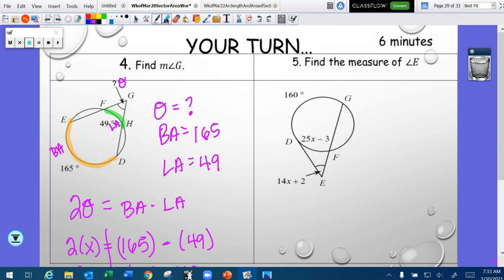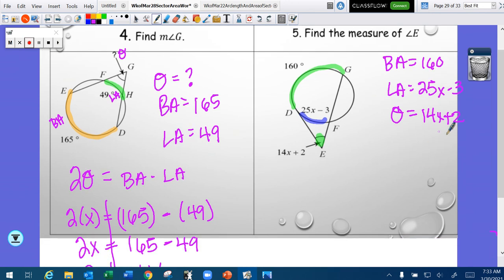This one is asking me to find angle E. And so I'm going to write down what's given. I'm going to say the big arc, which is out here, is 160. And the little arc, which is right here, is 25x minus 3. And the theta is 14x plus 2. So we're going to have to find x in order to get this angle.